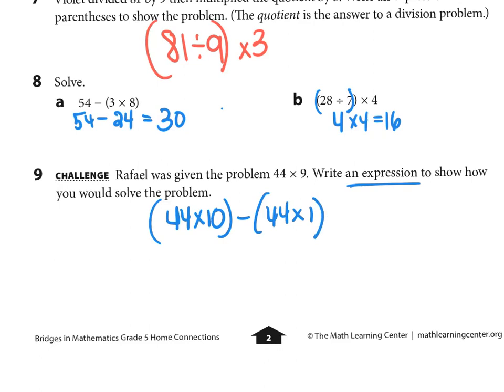And it doesn't actually tell us we have to solve the problem. We're just going to write an expression because I know an expression does not have that answer. An equation does. But I'm going to probably go ahead and complete the problem just to be on the safe side. So 44 times 10 is 440. 44 times 1 is 44. And 440 minus 44 equals 396. And that's all for today.